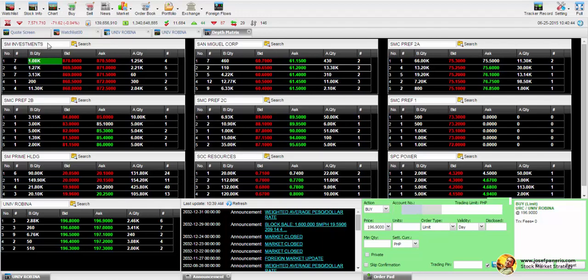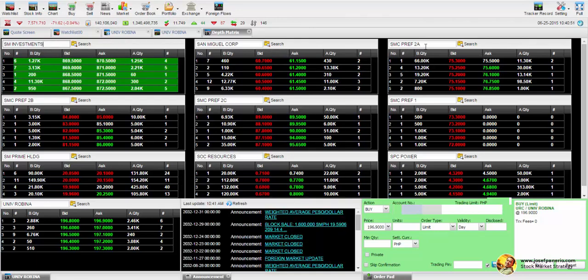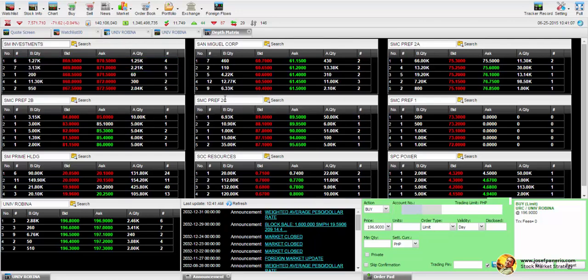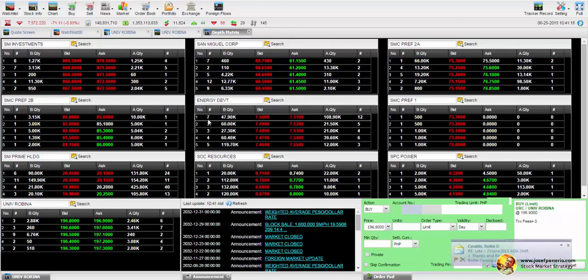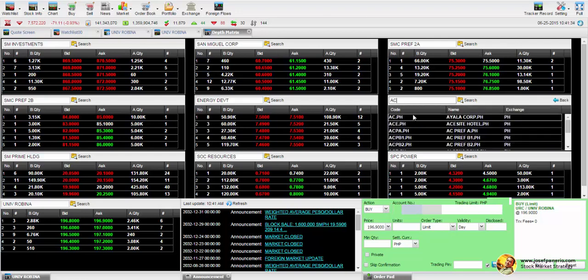So you can type here the stock that you want to monitor: San Miguel, SM, preferred shares. So for example, you just type EDC, and there it will display. And what more? So let's say we type here Ayala. So just pick Ayala.